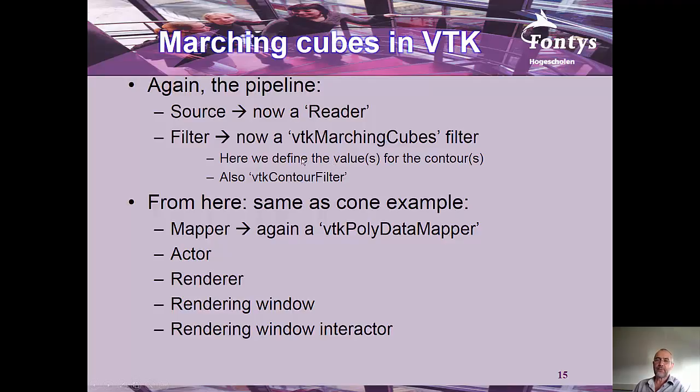As you can understand, we have to define a value. We have to say I want to see the contour for value 5 or for value 100 or whatever, and then we can run this VTK marching cubes filter. It's also called VTK contour filter, which is basically another name for the same filter. As the name says, it's a filter. So in the VTK pipeline, it's coming after the source and before the mapper.